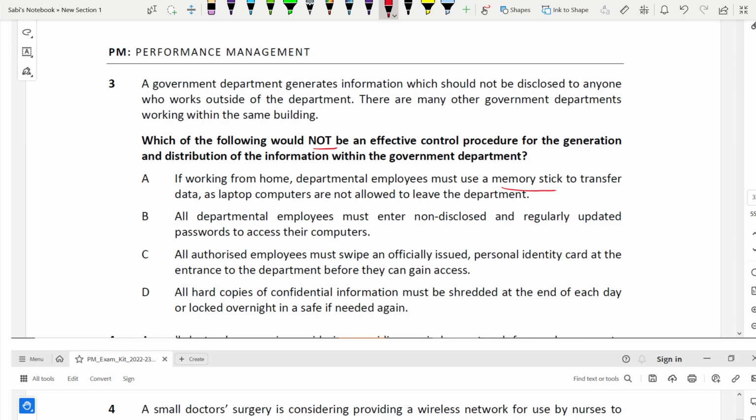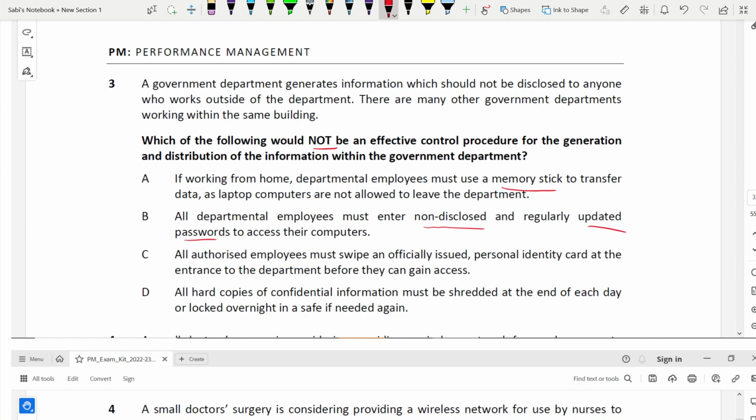Sometimes, immediately while reading it, you know that A is the correct answer in some questions. Still, don't jump to the conclusion. I would advise you to read all four options. Okay. Second, all departmental employees must enter a non-disclosed and regularly updated password.